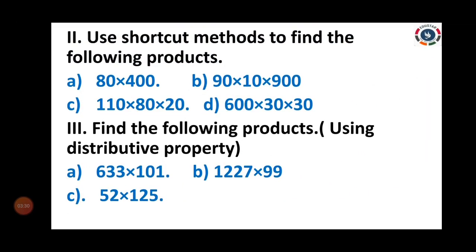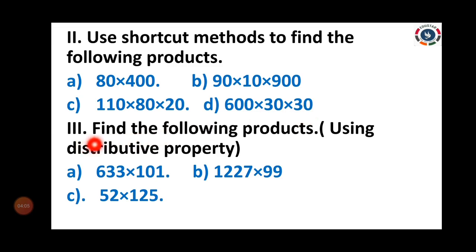Then numeral 2. Use shortcut methods to find the following products. So multiply the numbers directly, then count the number of zeros and write them at last. A. 80 into 400. B. 90 into 10 into 900. Just multiply the numbers alone, then count the number of zeros in each term, then write them at last. C. 110 into 80 into 20. D. 600 into 30 into 30.